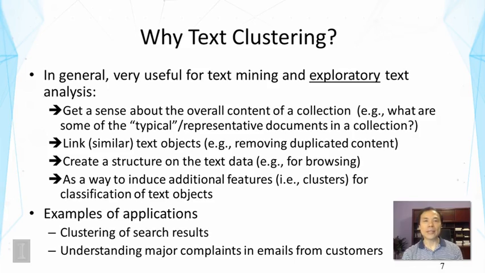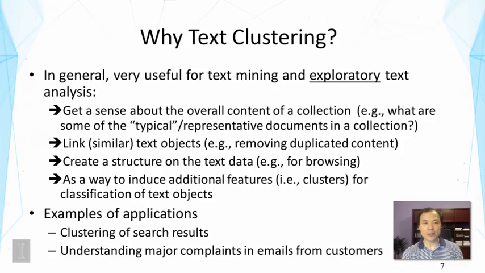We sometimes also want to link similar text objects together, and these objects might be duplicated content, for example. And in that case, such a technique can help us remove redundancy, removing duplicated documents. Sometimes they are about the same topic, and by linking them together, we can have more complete coverage of the topic. We may also use text clustering to create a structure on the text data, and sometimes we can create a hierarchy of structures, and this is very useful for browsing.